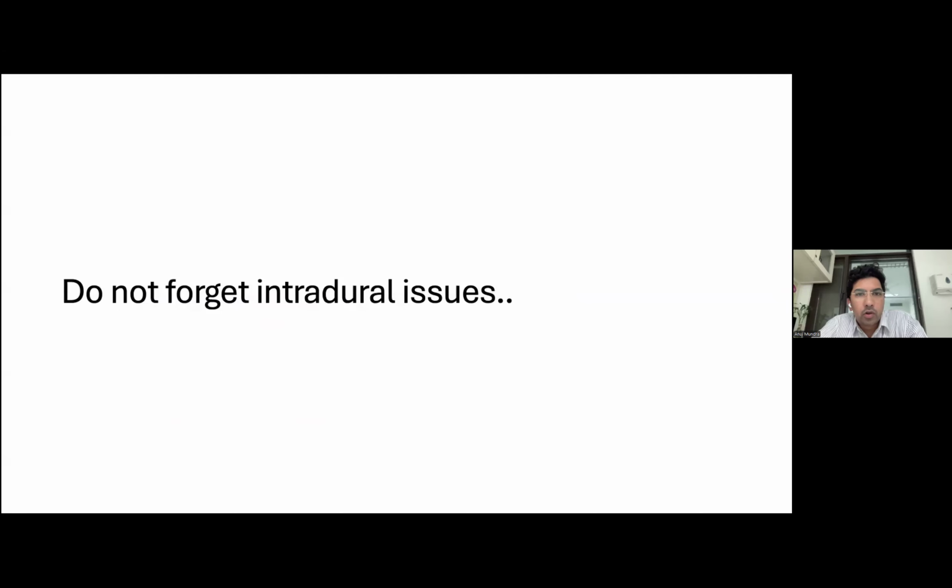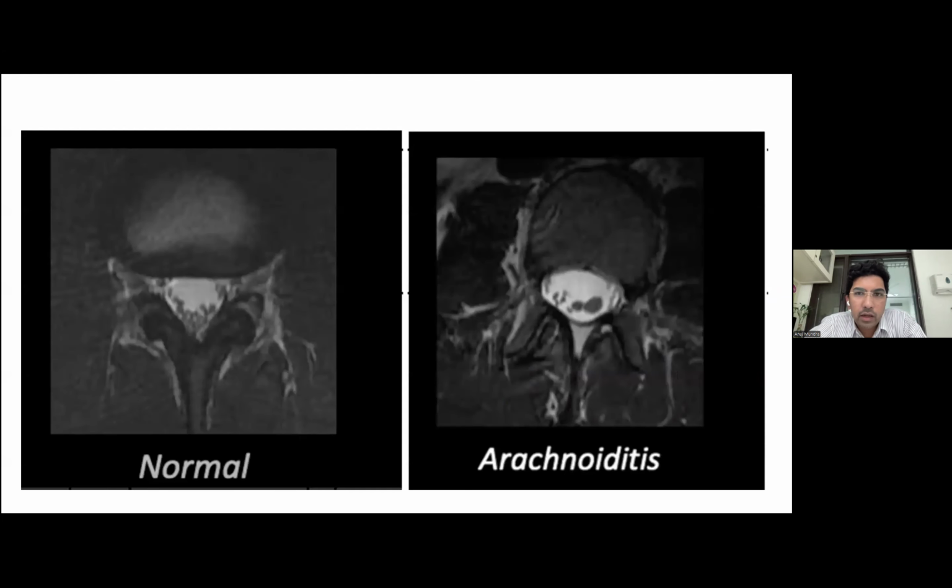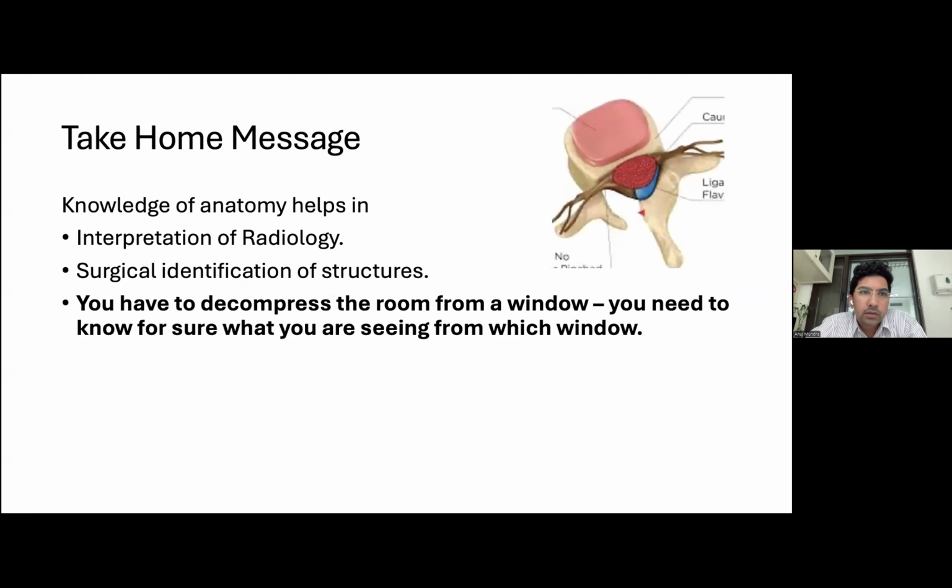Yes, sir. So while looking at the anatomical structures in MRI, one must not forget that there can be intradural issues which can be a potential cause of the pathology. Take-home messages: knowledge of anatomy helps in proper interpretation of radiology and surgical identification of structures. Since you have to decompress the root from a window, which can be a posterior interlaminar window, or a window from the side, you need to know for sure what you are seeing from which window. Thank you.